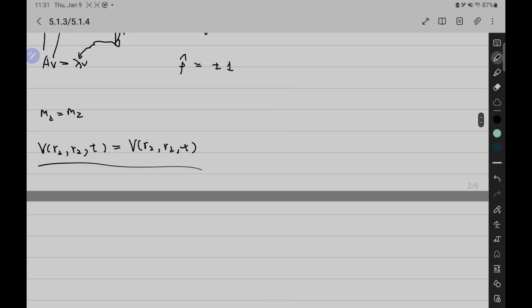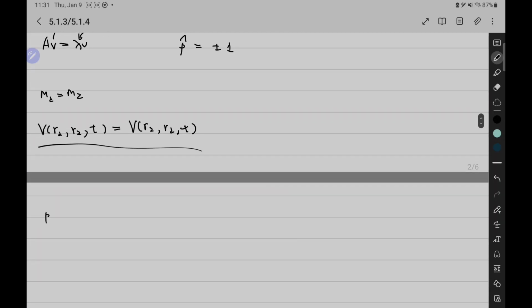And it follows that the exchange operator P and the Hamiltonian are compatible observables.